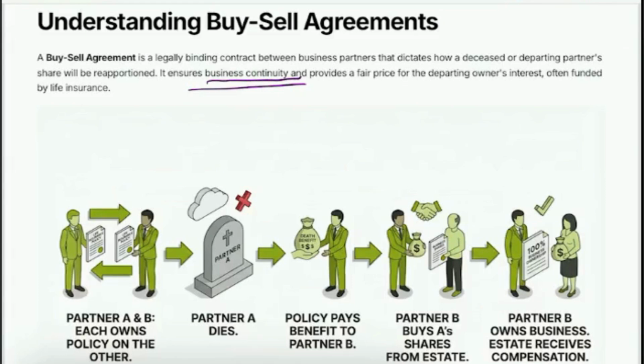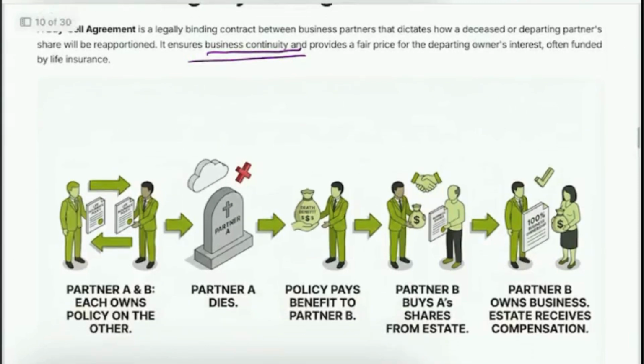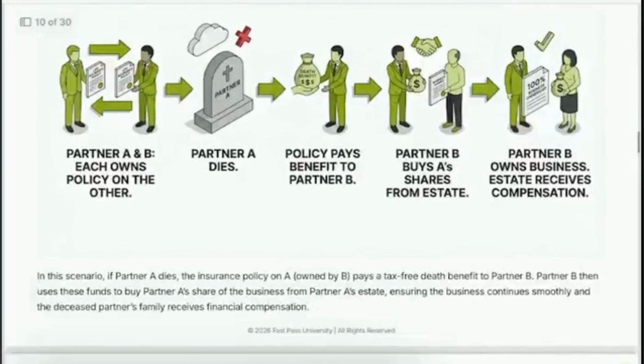Okay. Same thing. Partner A and B each own a policy on the other. If the partner dies, the policy pays the benefit to partner B so that it can go to their estate. Partner B owns the business, estate receives the compensation. And I am realizing now I should have just gone to this slide instead of drawing my little circles.